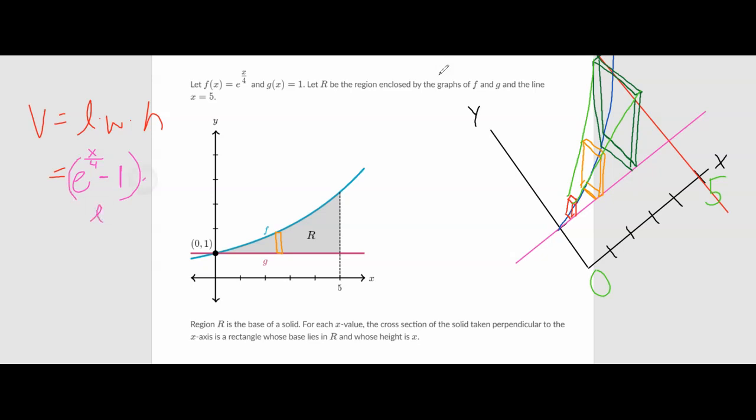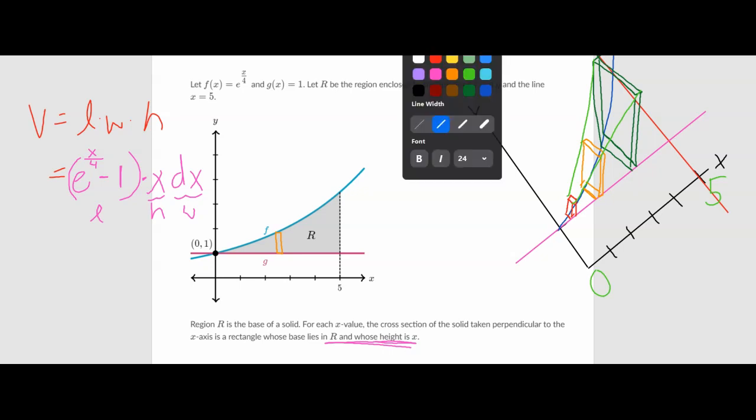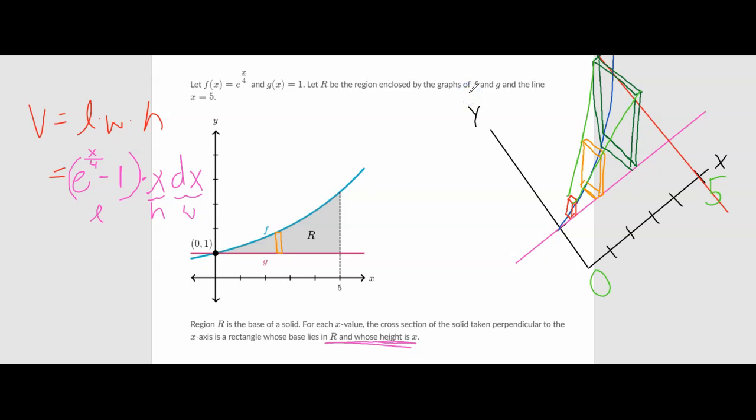I'm going to do our height next. The height, again, if these were squares, we would just square this quantity, but they're not squares. They tell us that the height of these cross sections, these rectangles, is x, so we're multiplying by x. And the width is going to be our dx. So length times width times height. If I want to sum up the volume of all of these cross sections, I'm just going to integrate. So this was the volume of one of the cross sections.